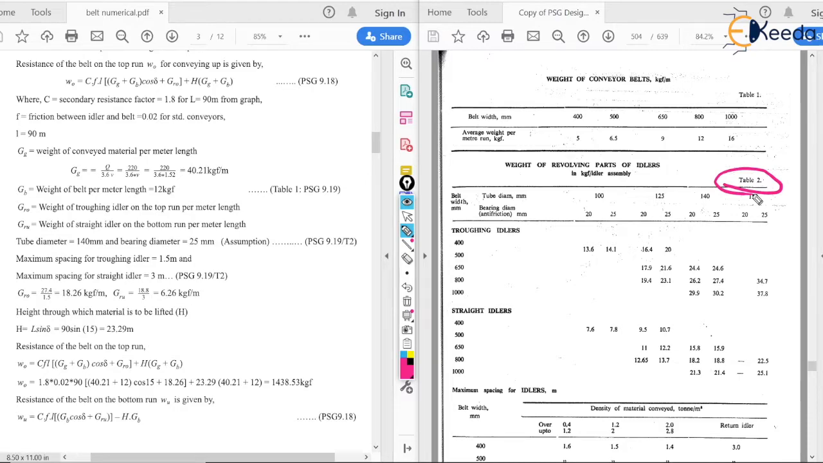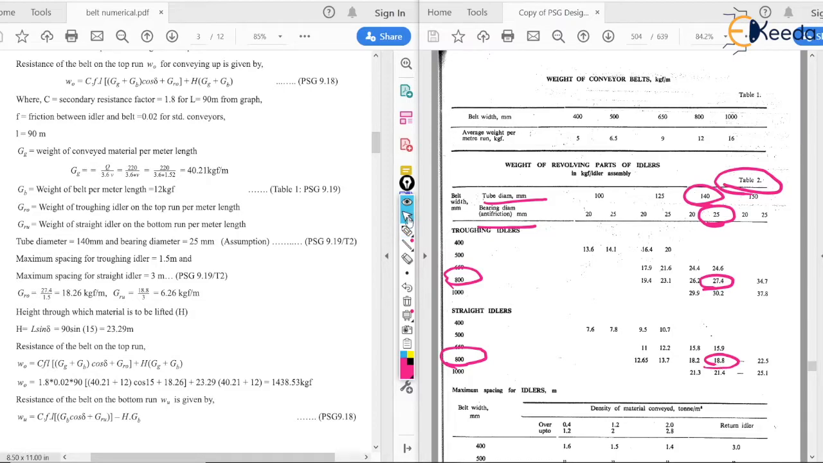So we have selected 800 as a standard belt width. Now after that we can select tube diameter and bearing diameter. In that we have assumed the tube diameter as 140 mm and the bearing diameter as 25 mm. After selecting that, as you can see, here we will get 27.4 and here you will get 18.8. So these values we are going to check.